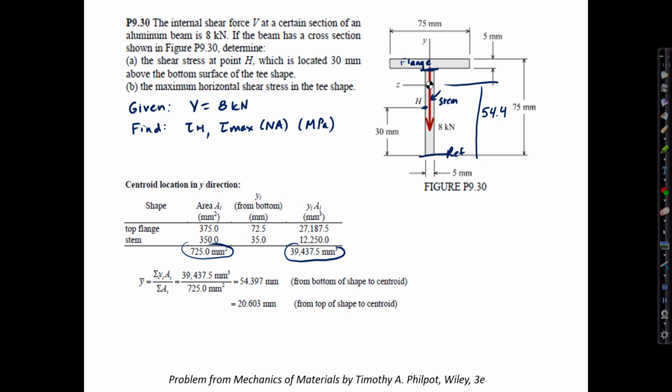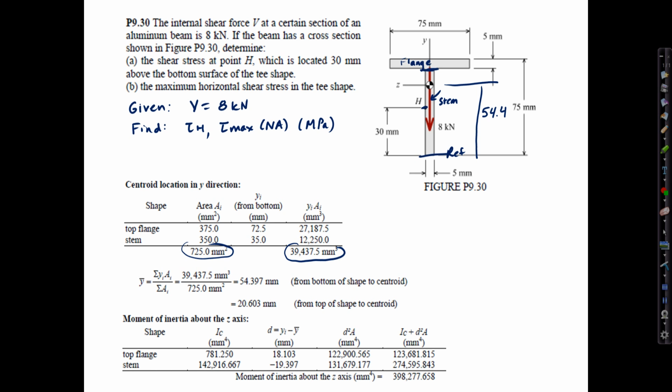The next step, to evaluate the moment of inertia, we apply the parallel axis theorem. To summarize the calculations here, we compute I for each shape about its centroidal axis. We compute the distance from the overall centroidal axis to the centroid of that shape. We call that d for each piece. We compute d squared times the area of each piece, and then we add together I plus d squared A for each piece, and the sum is the overall moment of inertia. And I'm not going to carry out that many significant digits. Let's call it 398,000 millimeters to the fourth.